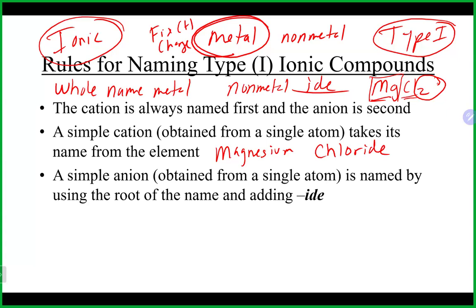You could have 400 of the Cls there. It would still be called chloride. You could have 200 of the magnesiums. They would still be called magnesium because it's a type 1 compound. So you don't do anything other than that. The reason, obviously, we have the 2 there is what we drew earlier, right? We need 2 of the Cl minuses to balance out the +2 charge on the magnesium.